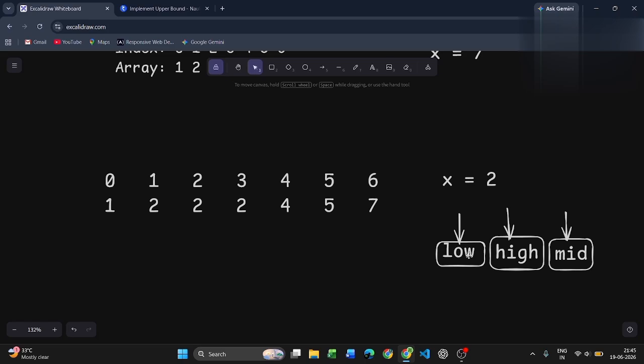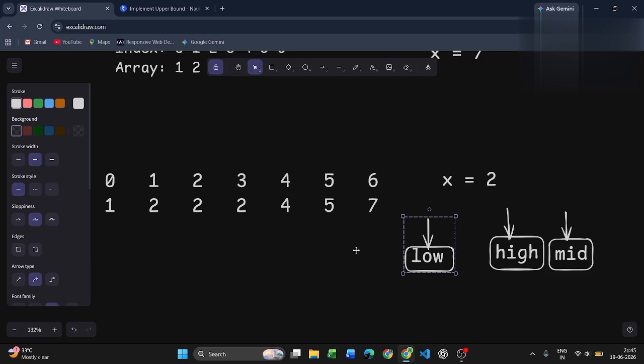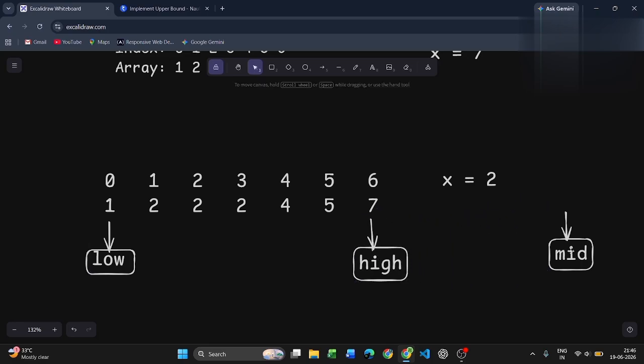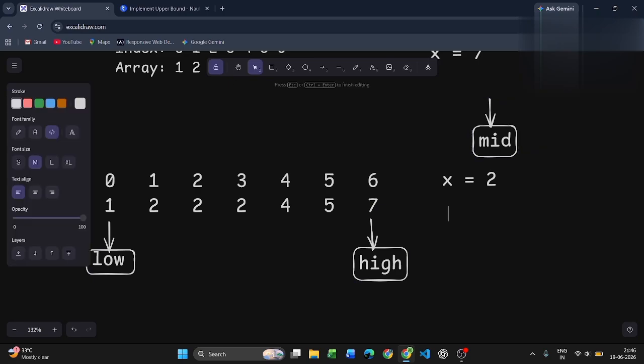So I have taken 3 pointers here: low, high and mid. We know that the low would always be placed at the first index and the high would always be placed at the last index. Now we need to calculate the mid. How is mid calculated? Mid is calculated by taking the sum of the low, which is the 0th index, plus the high index, which is 6, gives 6, and we would divide it by 2, which gives 3. So mid would be placed at the third index.